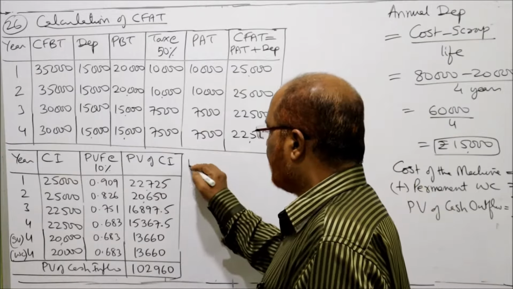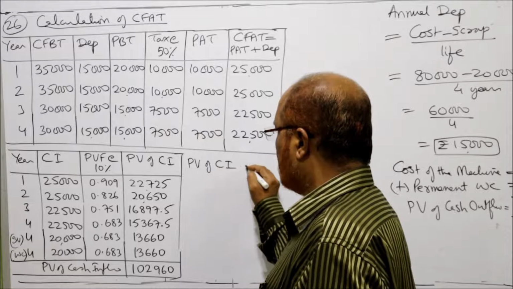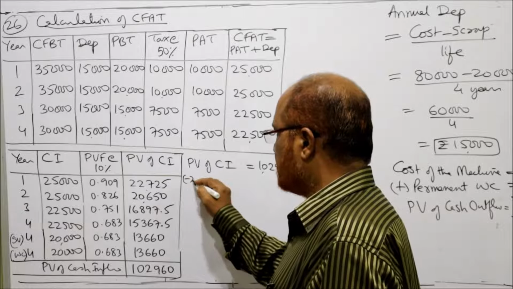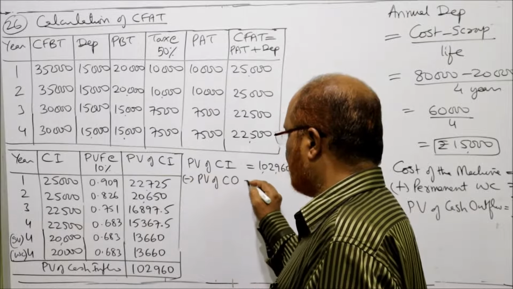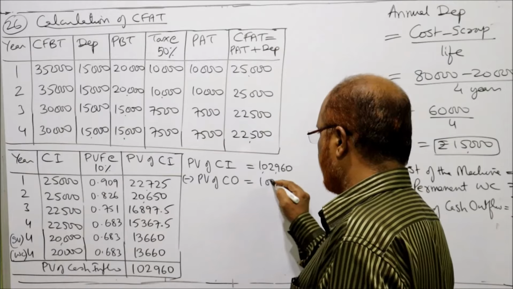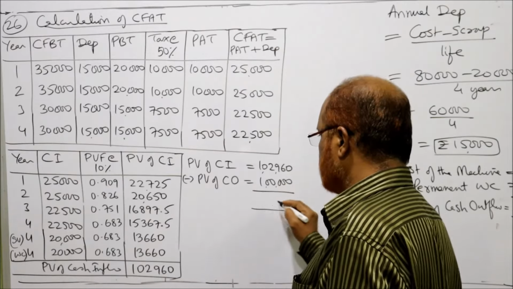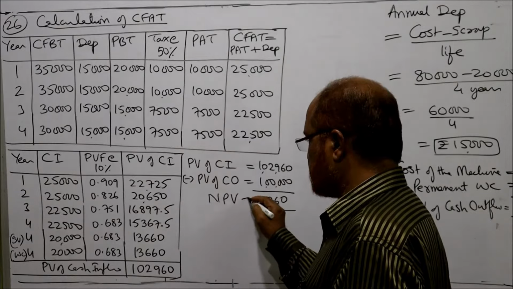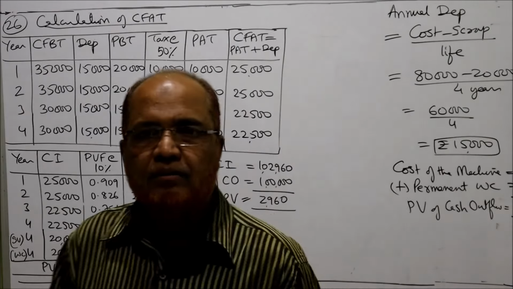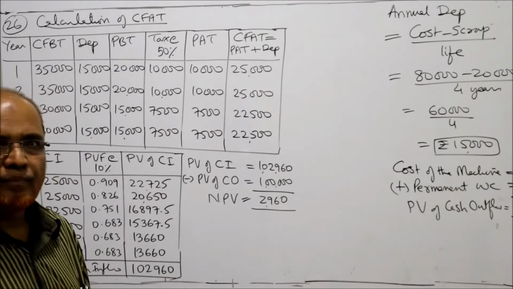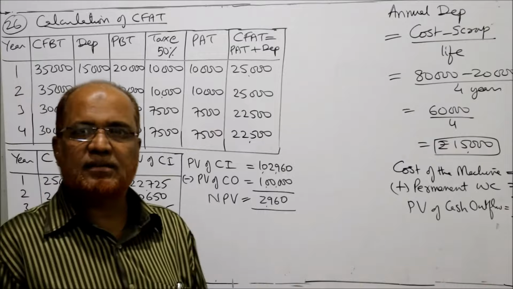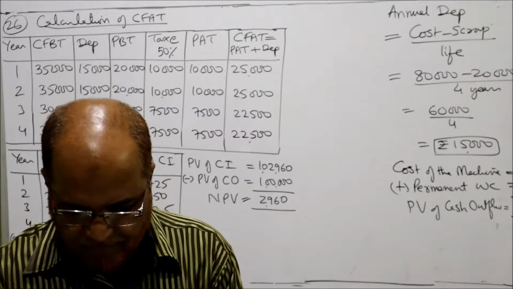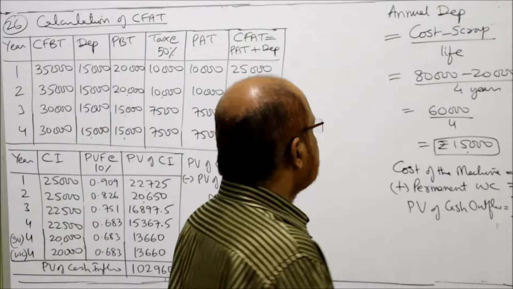Now NPV: PV of cash inflow is equal to 1,02,960, less PV of cash outflow, which is 1 lakh. Difference is 2,960. This 2,960 is the NPV, net present value. NPV we got 2,960. The first answer we have completed, that is NPV.